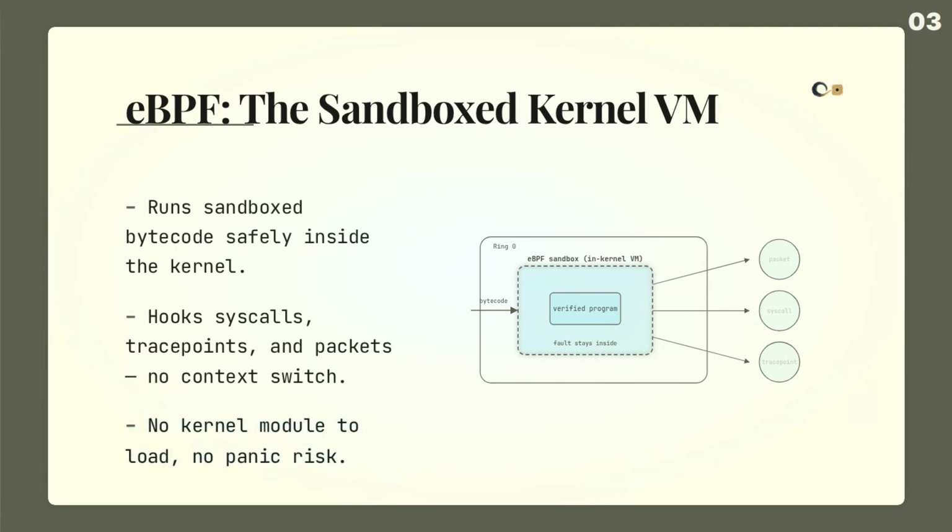Instead of continuously polling or consuming CPU cycles, eBPF programs remain dormant until triggered by specific system hooks. These hooks can be network packets, kprobes, uprobes, tracepoints, or even security-critical syscalls, giving us deep observability and control with minimal overhead.